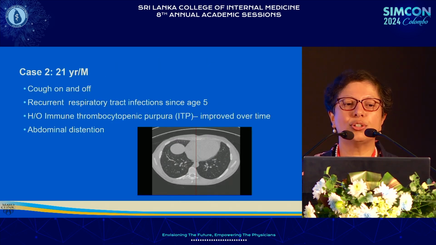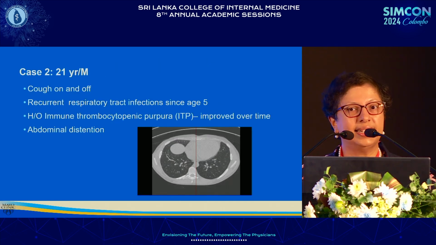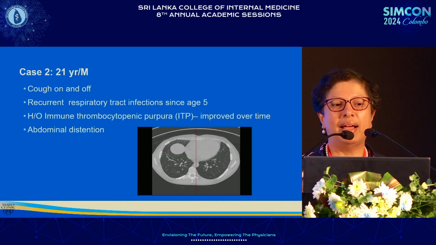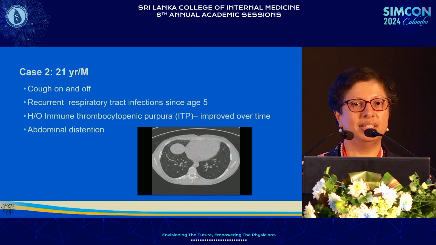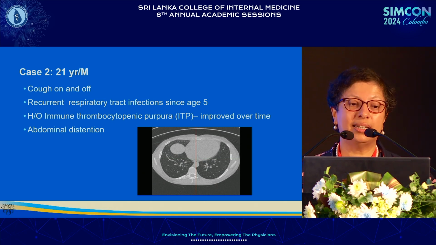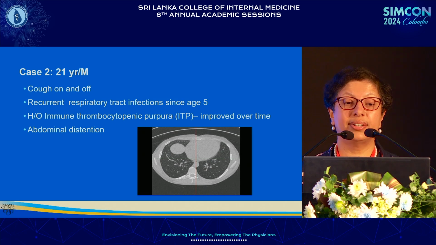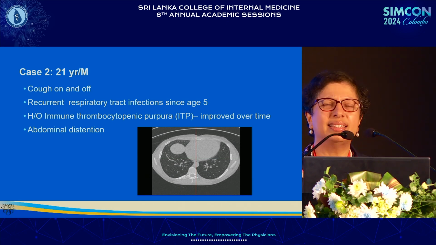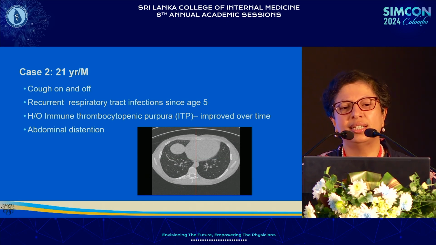So this is a case of a 21-year-old male. He's had a history of cough on and off. You've learned from Dr. Iyer, you've ruled out bad causes of cough, and the top three may be a possibility. But along with that, this young man also has a recurrent respiratory tract infection history since age 5. He has another hit, he has ITP, and it has improved over time, and he's complaining that he's having some abdominal distension.